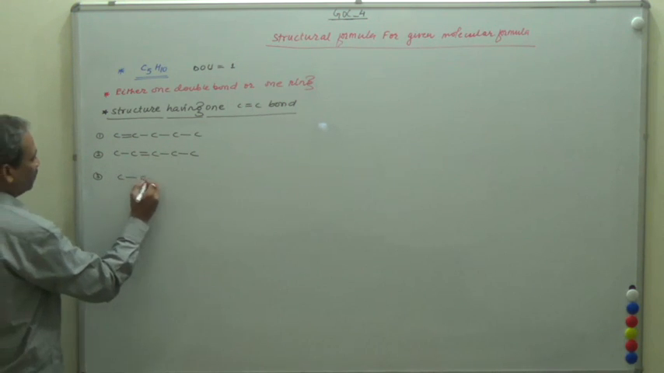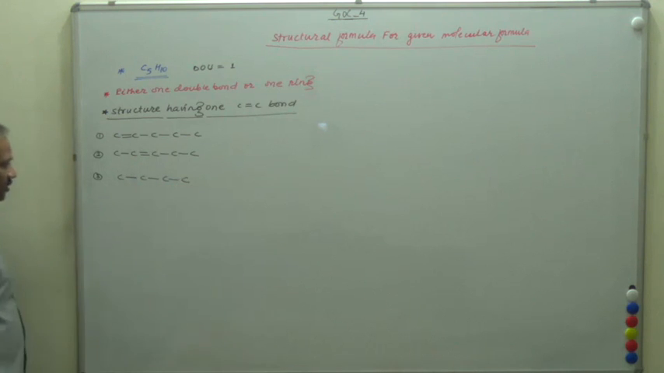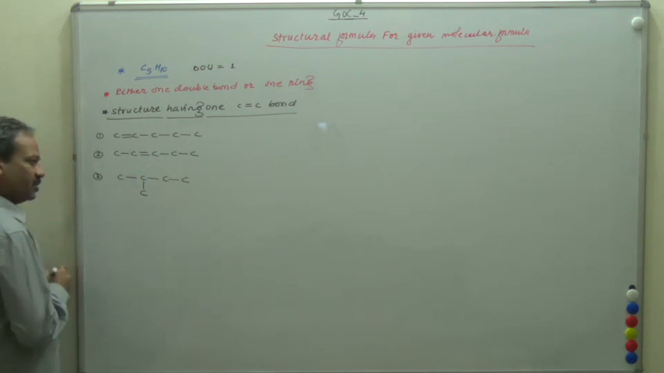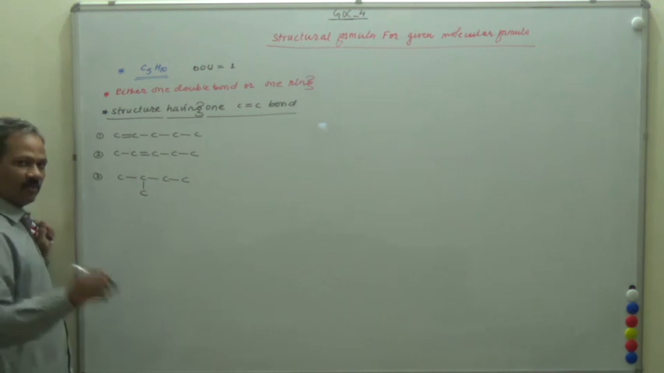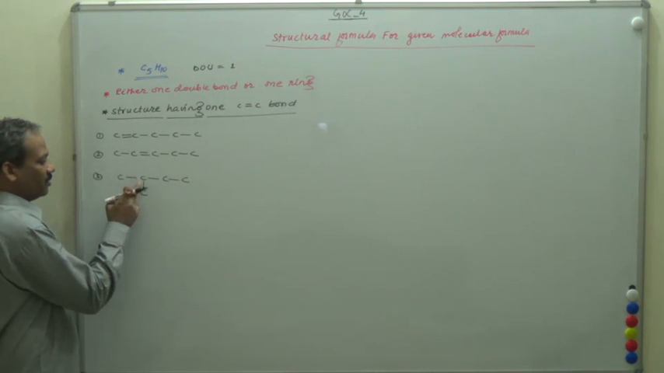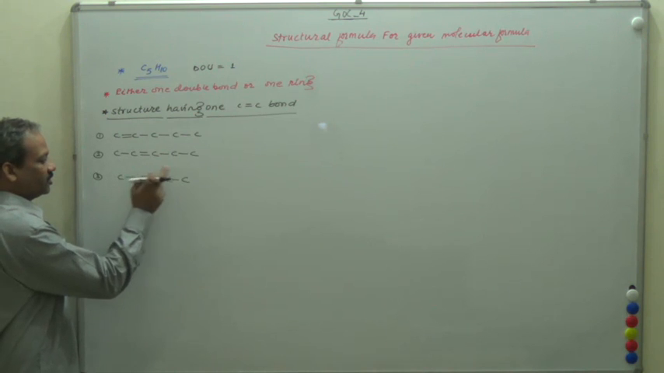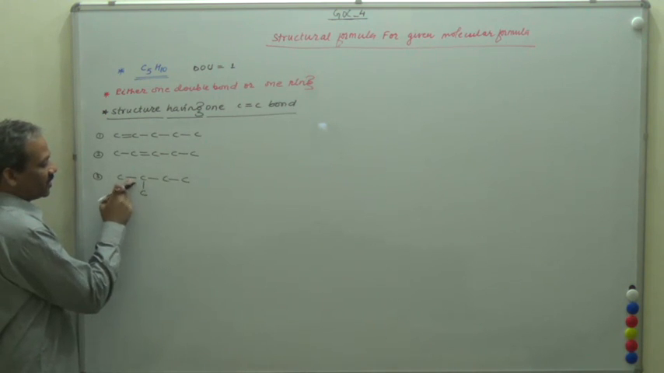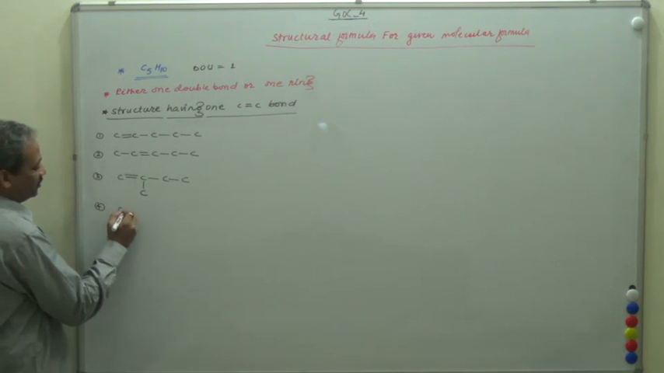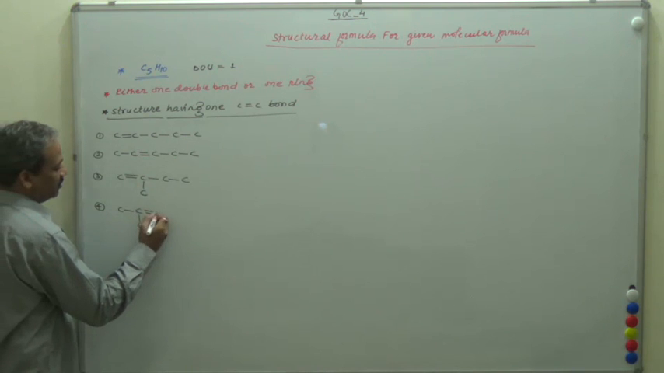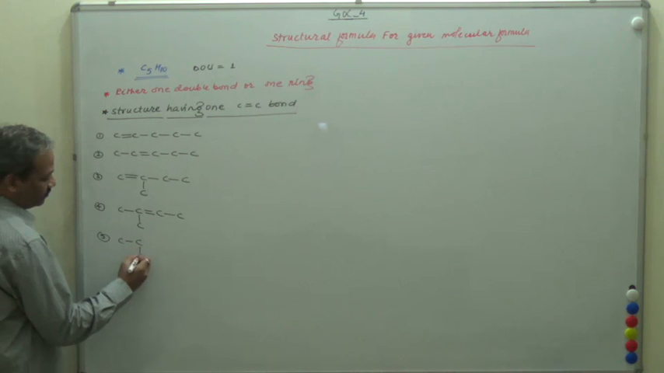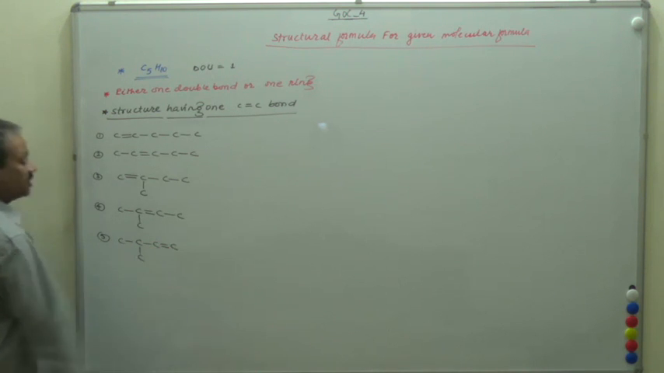In the next case, the length of the chain becomes 4 carbon atoms and one of the carbons will be placed as a side chain. And now we have to place the double bond in this skeleton. So it can be placed either on this position or on this position or on this position. These two positions are identical. So if I am placing the double bond here, this is the third structure. This is the fourth structure. And this is the fifth structure.